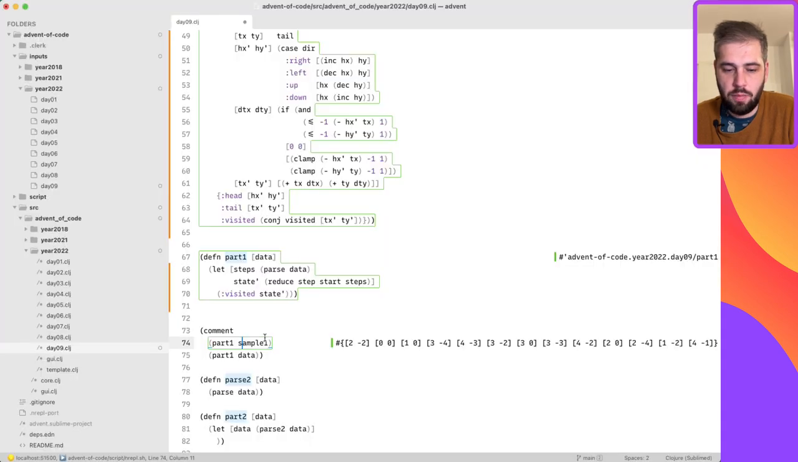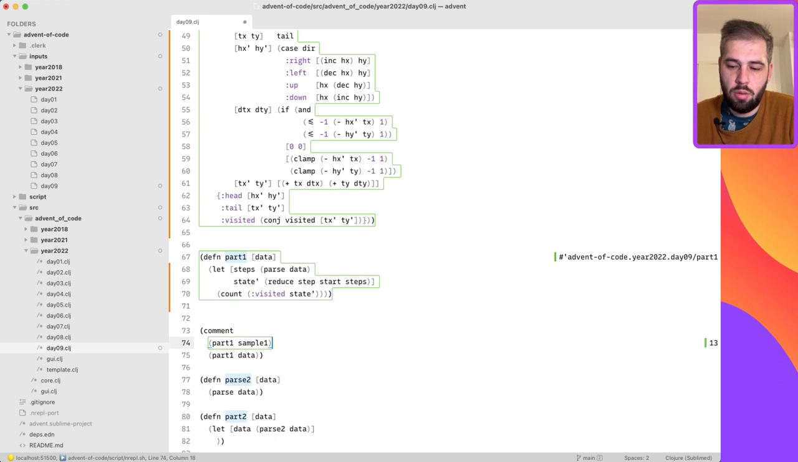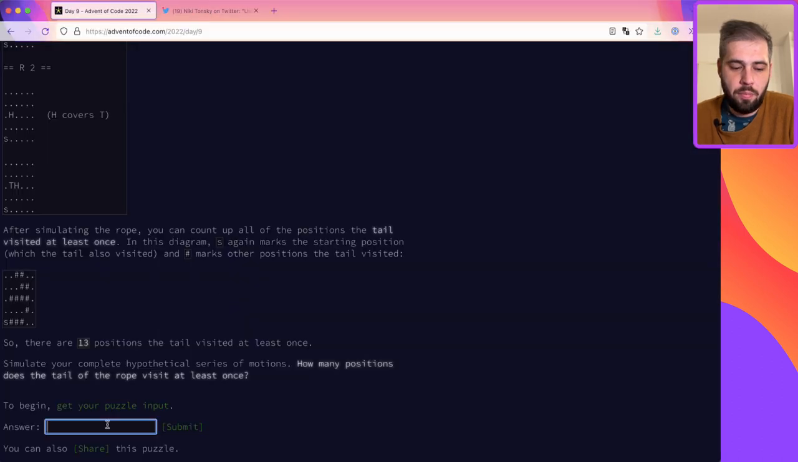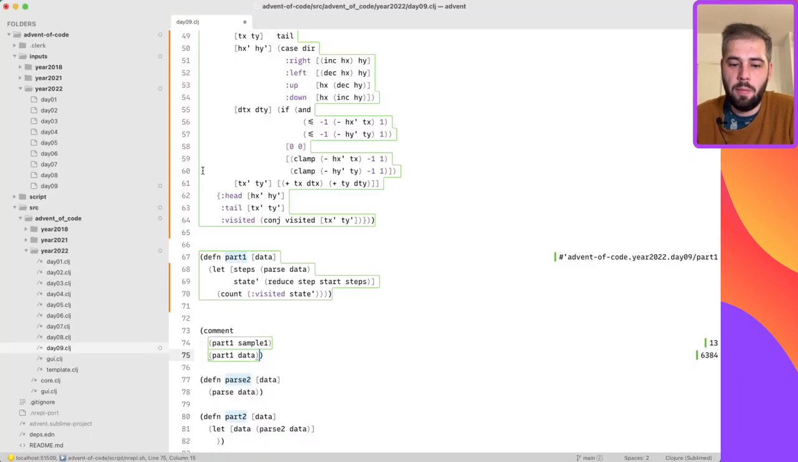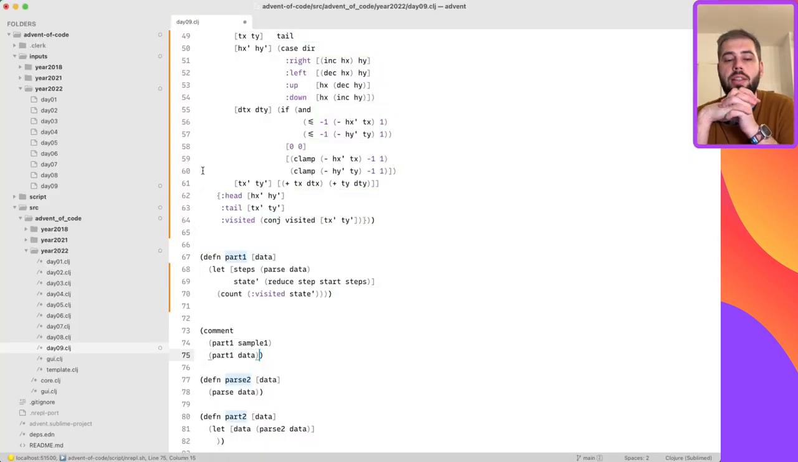1, 2, 3, 4, 5, 6, 7, 8, 9, 10, 11, 12, 13. Seems correct, right? Is it 13? Yeah, it's 13. Okay, so let's change it to count. It seems we are doing all right. Yeah, that was simple.